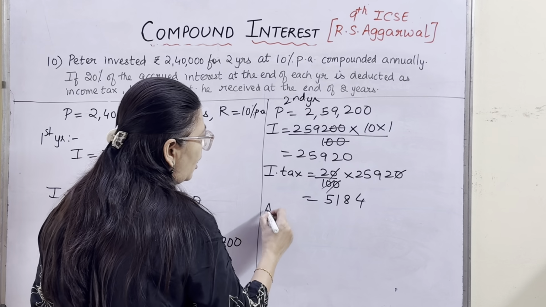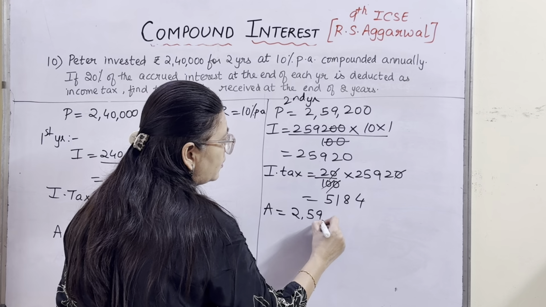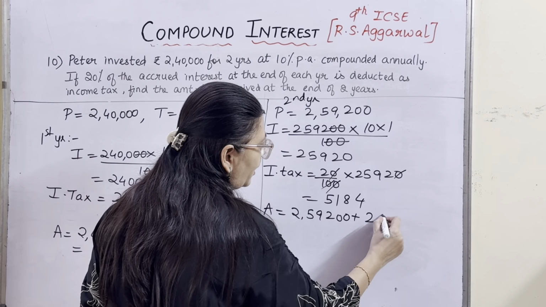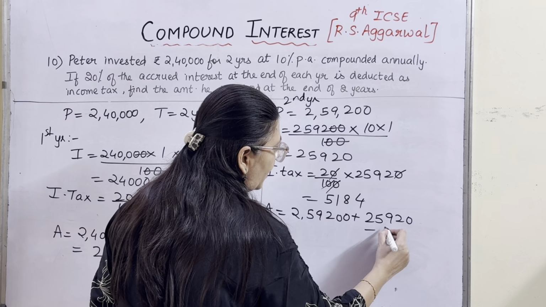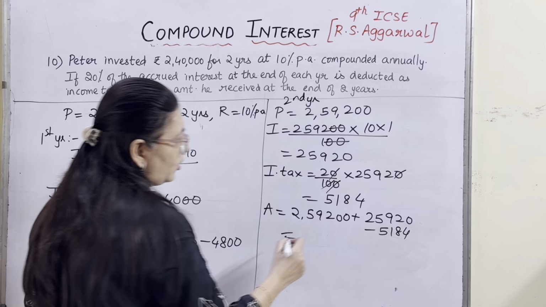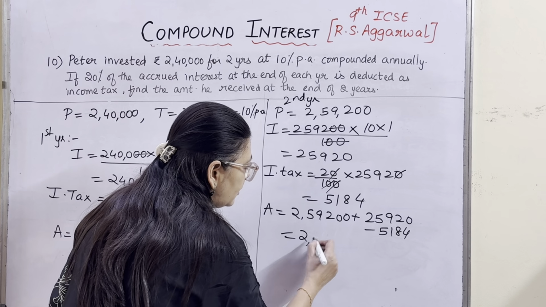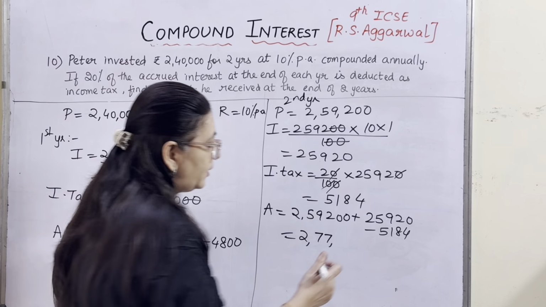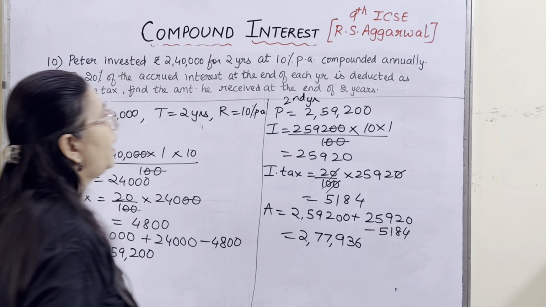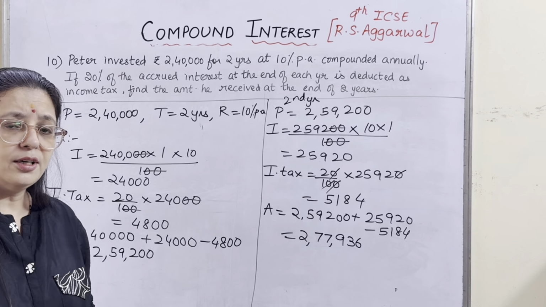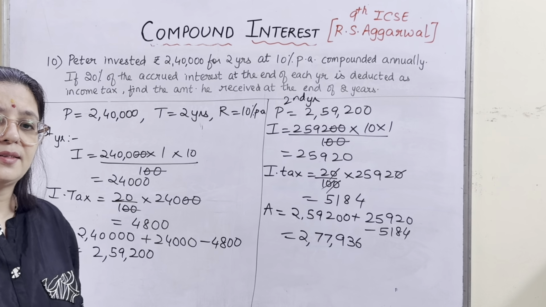Now, find the amount. Amount is principal plus interest, which is 25,920 minus income tax. So, 2,59,200 plus 25,920, it will amount to 2,85,120. Subtract 5,184 from it, you will get 2,77,936. This is the amount at the end of 2 years. Are you clear? Come on, let's do the last question from this exercise.